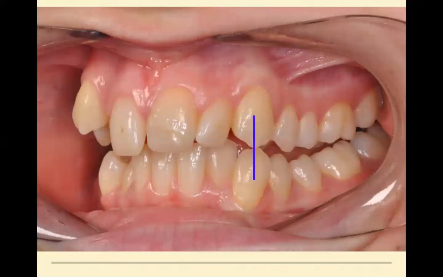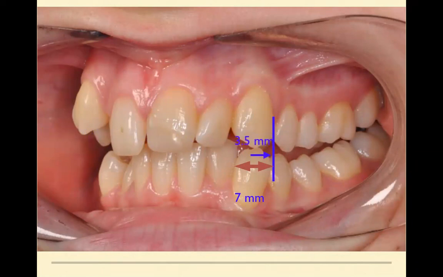For example, look at this patient here. The canine in this patient is a half unit class 2. Our target is to move the canine into a class 1, which means that the canine has to move this distance, which is half of the crown width of the lower canine, which is 7 millimeters. So half of the 7 millimeters is 3.5 millimeters.